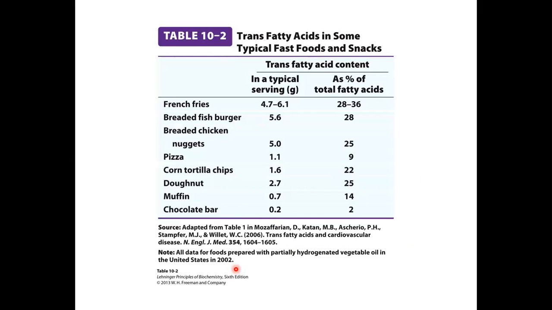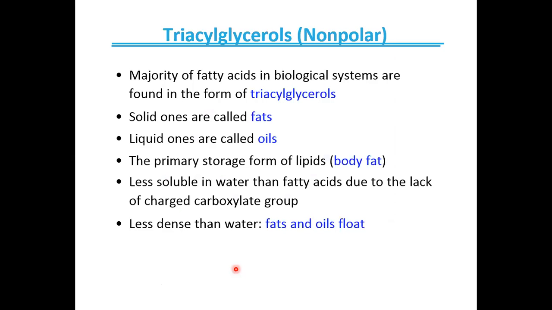This is the chart showing the trans fatty acids in some typical fast foods and snacks. French fries in a typical serving contain a trans fatty acid content of 4.7 to 6.1%, out of a total fatty acid content of 28 to 36 percent. If you look at pizza, 1.1 percent trans fats are present in a typical serving, and in chocolate bars 0.2%.